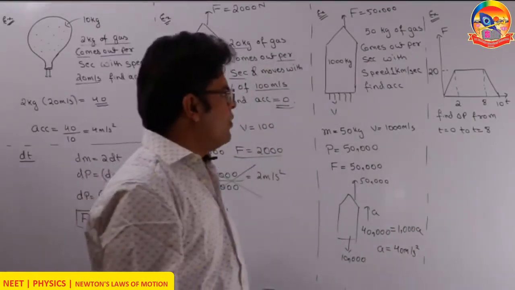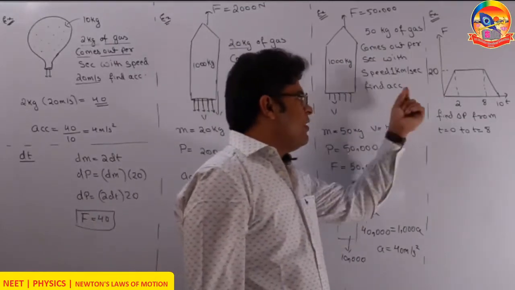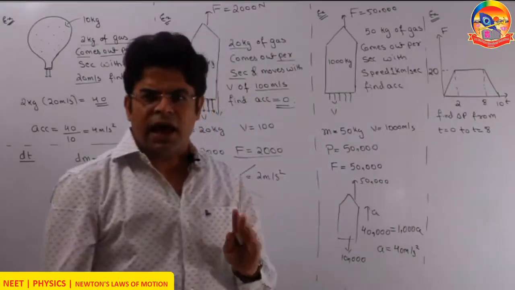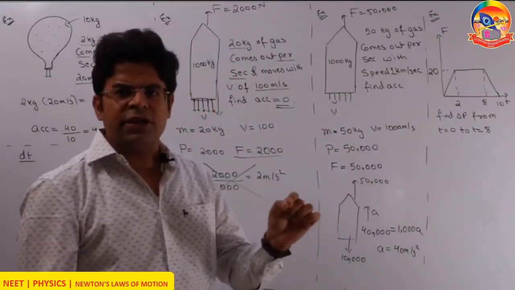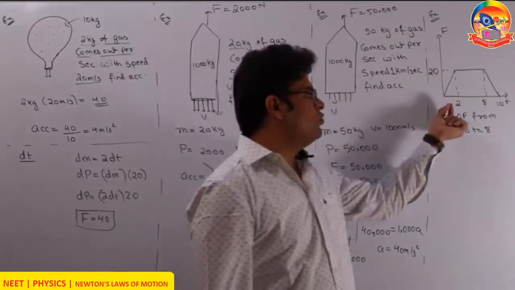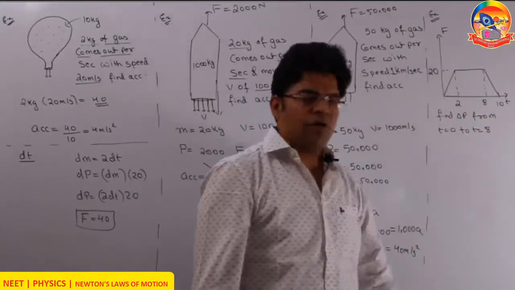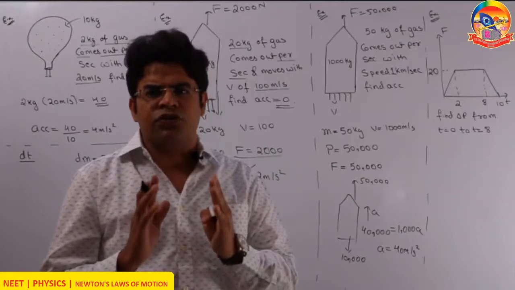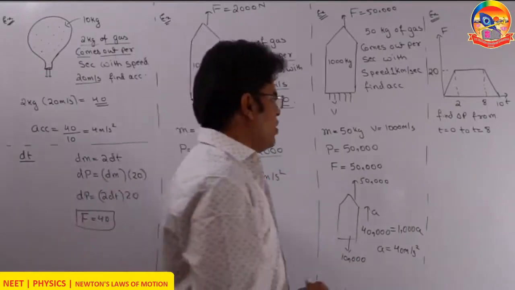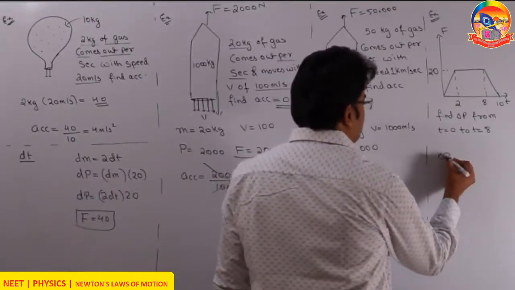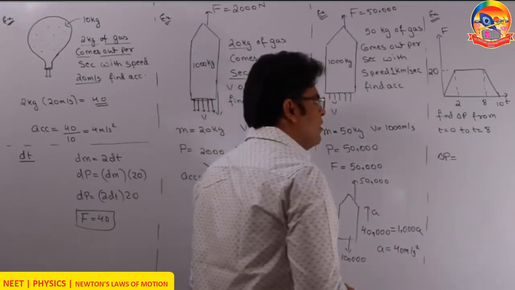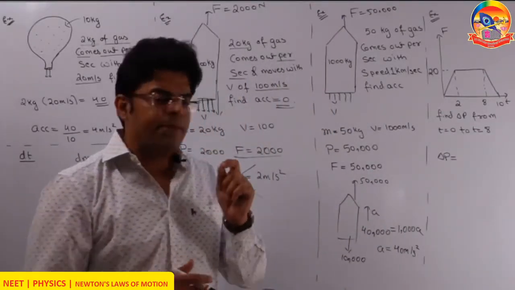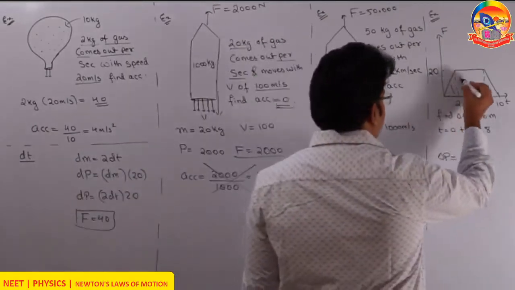Next example. Here they have given us a force time graph and it looks like a trapezium. And they are asking what is the change in momentum between time equals to 0 and time equals to 8. So now here we know that the area under force time graph gives us the change in momentum. So the change in momentum has to be nothing but the area under force time graph. But how much area should I take? You should take the area under the curve from time equals to 0 to time equals to 8. So this much of area.